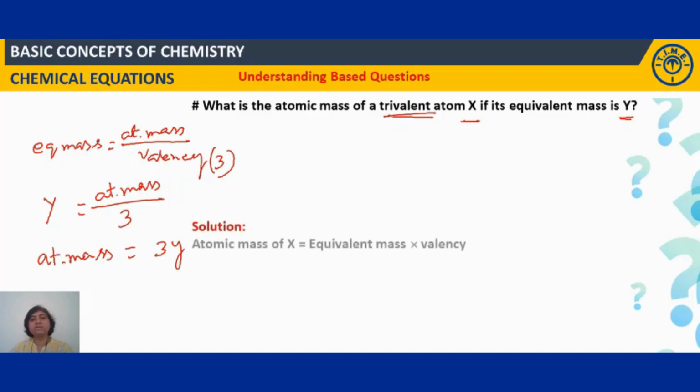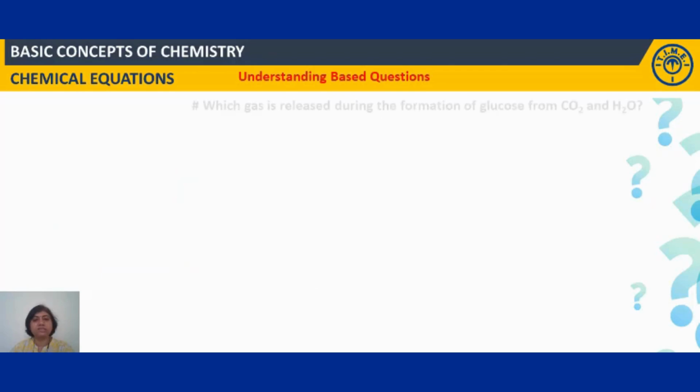The solution is atomic mass is equivalent mass into the valency. So it is 3Y, right? So we'll move on to the next question. Unit should be AMU or U. Atomic mass unit or unified mass. So what is the next question?